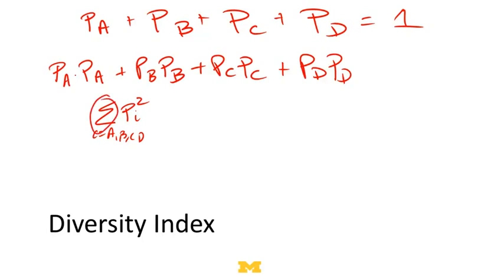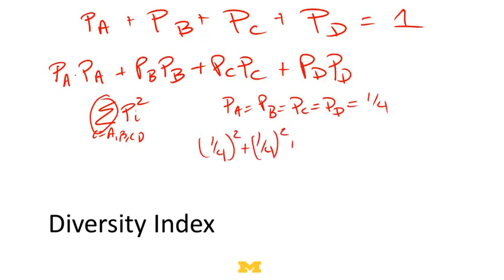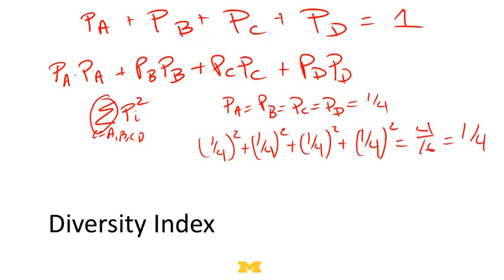So let's suppose I have PA equals PB equals PC equals PD, so they're all 1/4. Well, then what I'm going to get is 1/4 squared plus 1/4 squared plus 1/4 squared plus 1/4 squared, which is 1/16 plus 1/16 plus 1/16 plus 1/16, which is 4/16, which is 1/4. So that's telling us it's sort of like 1/4.